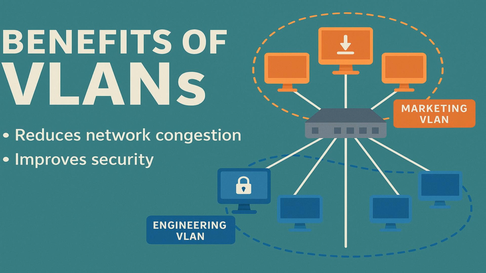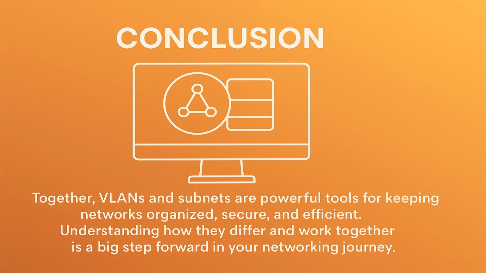VLANs are super useful for improving security and reducing network congestion. If someone in marketing downloads a giant file, that traffic won't slow down engineering's connection if they're in different VLANs. Plus, if a device in one VLAN gets compromised, it's harder for an attacker to jump over to another VLAN without extra permissions. Together, VLANs and subnets are powerful tools for keeping networks organized, secure, and efficient. Understanding how they differ and work together is a big step forward in your networking journey.